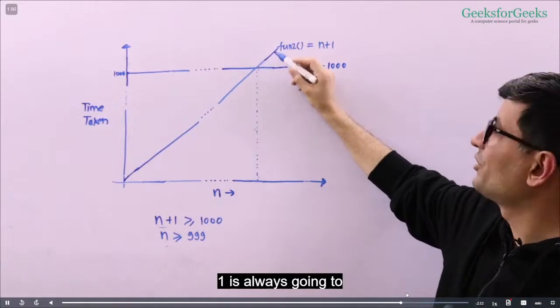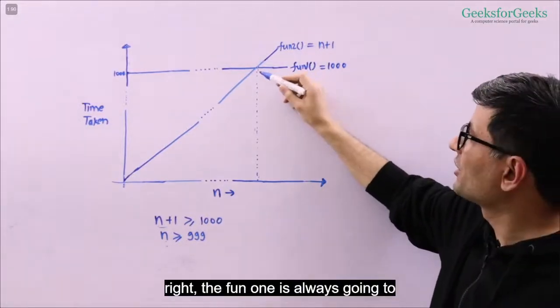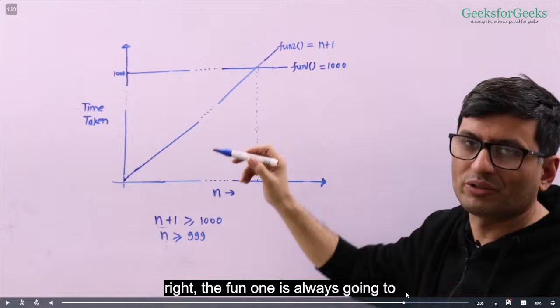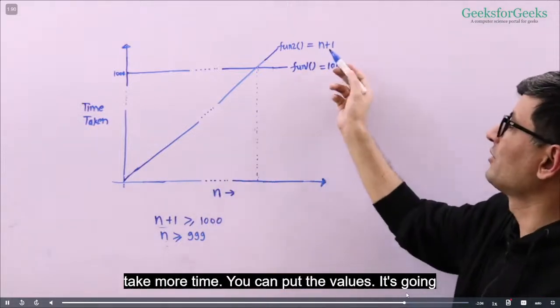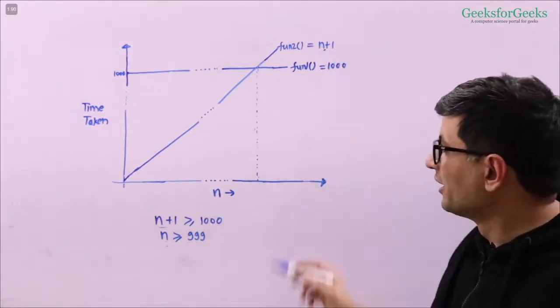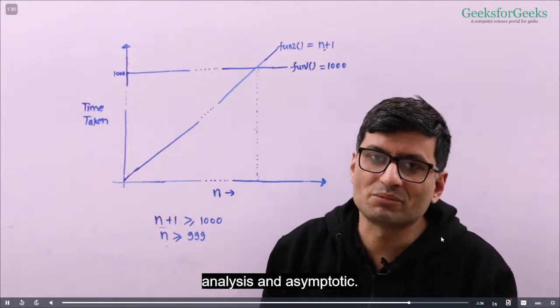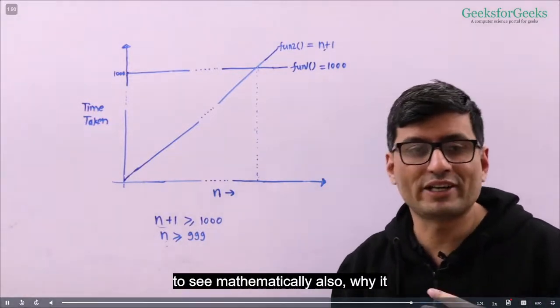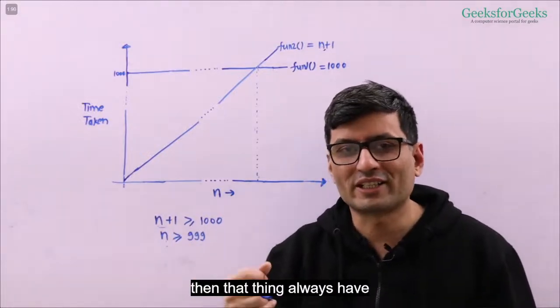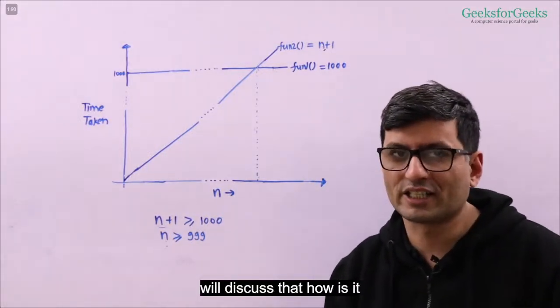the fun1 is always going to take more time than fun2, right? You can put the values. It's going to be 1000, 1001, 1002, and 1003, and so on. So that's the great thing about asymptotic analysis and asymptotic notations. We are going to see mathematically also why it is true that if something has a higher order of growth, then it always has a higher value after a certain value of n. We'll discuss how that is mathematically true.